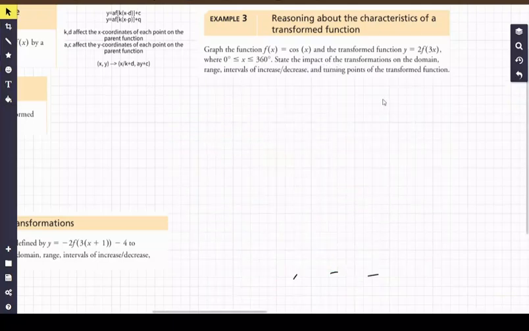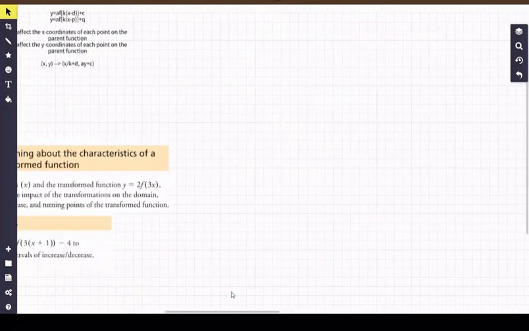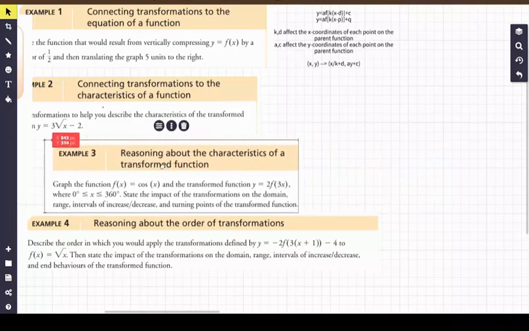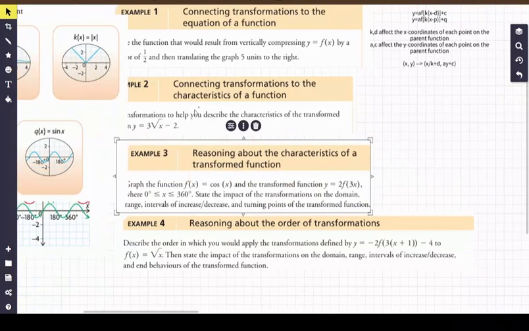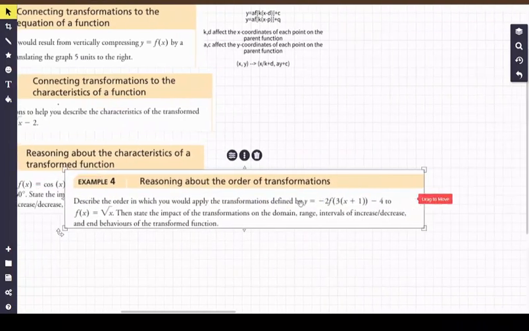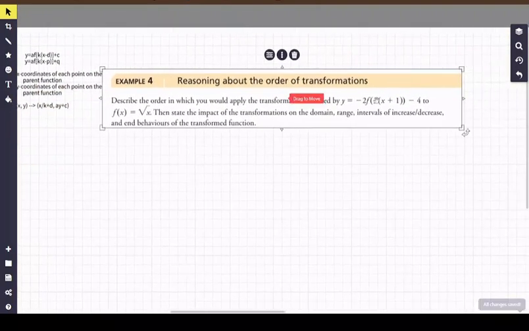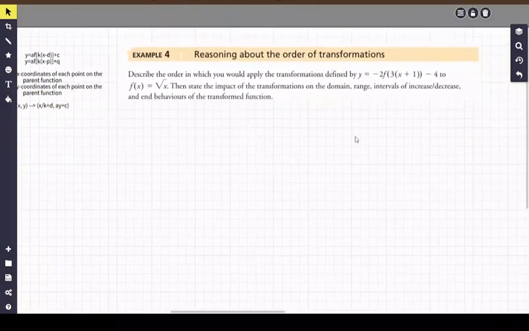So example 4. Now all of these are in the textbook, so you could go ahead and look it back. If you have something that you don't really understand, you could always check in on it again. So let's go ahead and look at this. Reasoning about the order of transformation. So now we've also got every possible transformation in this: the a value, the k value, the p and the q value, or whatever you call them. But yeah, we have everything.